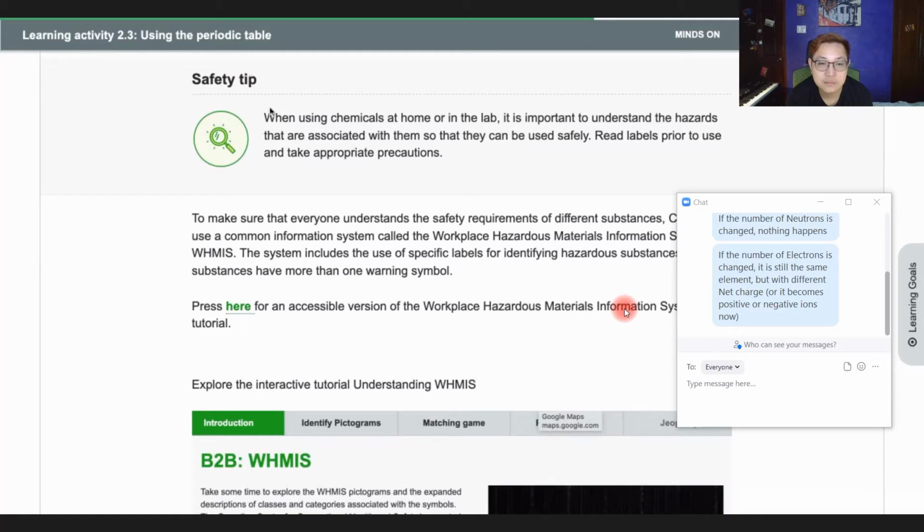Safety tip. When using chemicals at home or in the lab, it is important to understand the hazards associated with them so that they can be used safely. Read labels prior to use and take appropriate precautions. You know, chemicals are dangerous. A lot of them are very dangerous and harmful to our health. So people need to be extremely careful when they go to the lab.